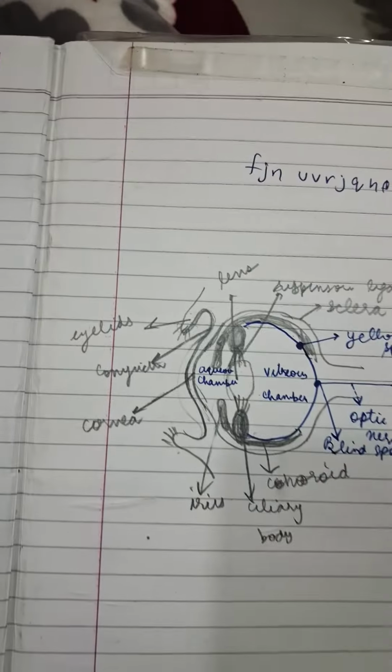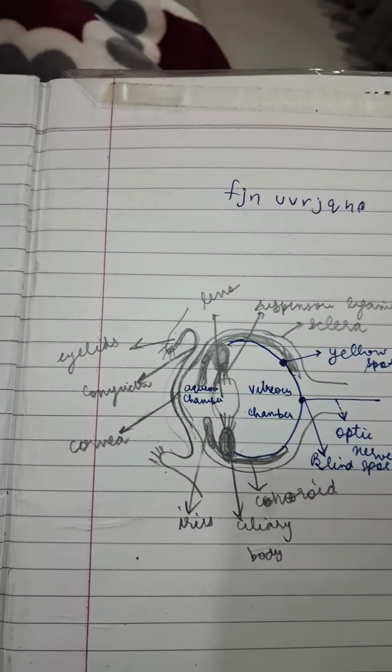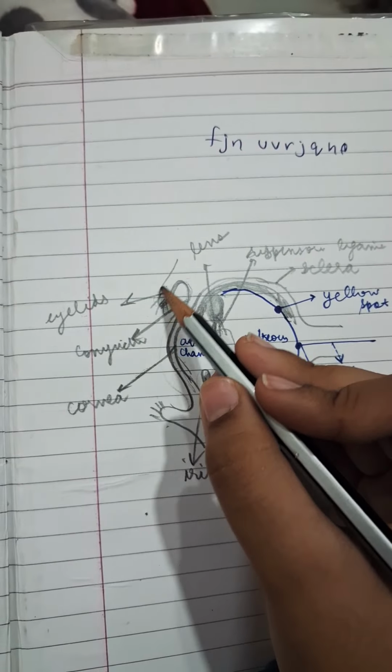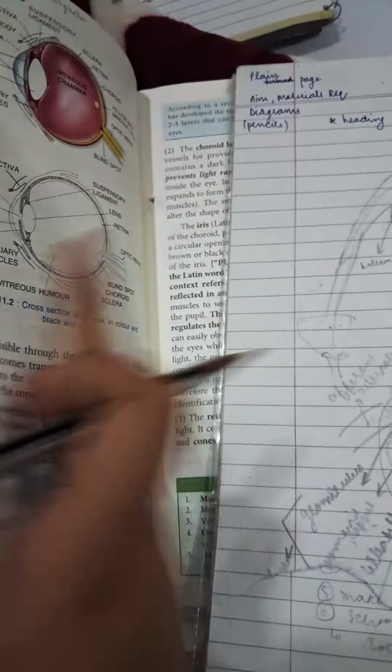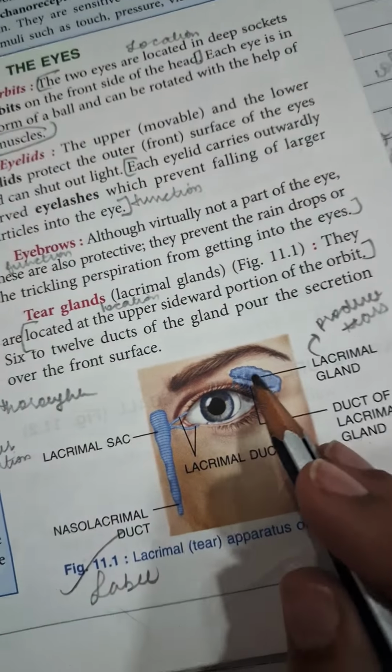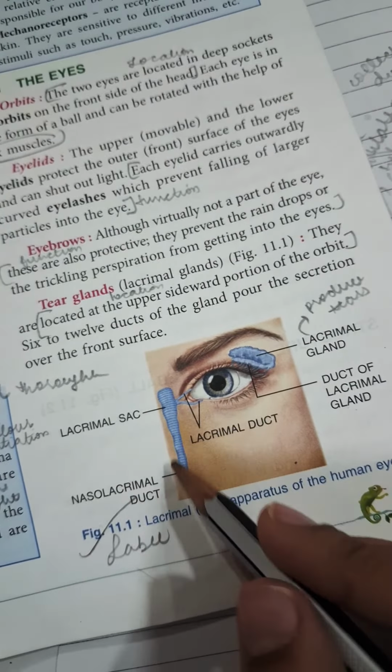The bony orbit, socket, eyebrows, tear gland, and conjunctiva serve for eye protection. So this is the eyelid. Eyebrow is there, tear glands, I'll show it here only. So this diagram is important for labeling, but you don't do it for drawing. So this lacrimal gland, lacrimal duct, lacrimal sac, nasolacrimal duct, duct of lacrimal glands.